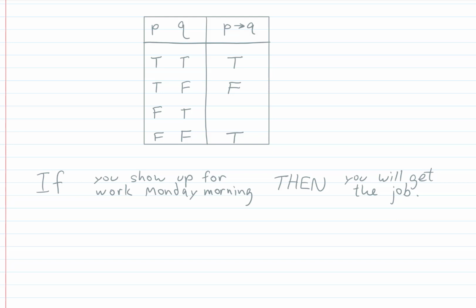So the third row of the truth table is you don't show up for work, but they still give you the job. Now, I don't want you to even think at all, well, why would they do that? Because that's not the question here. Okay? The information we're given is that's what happened. The only thing we need to do is to decide, had the employer told the truth or not during the interview?